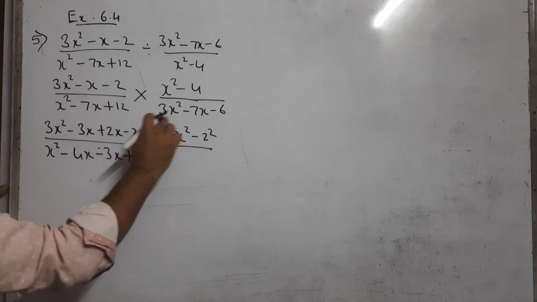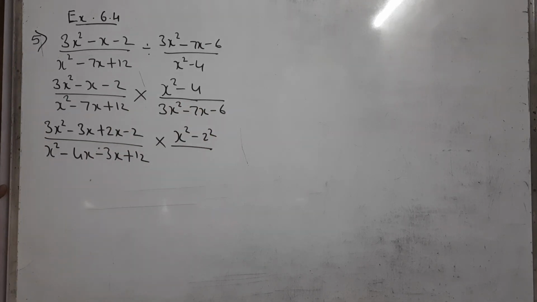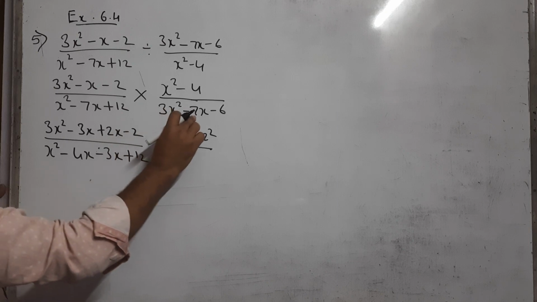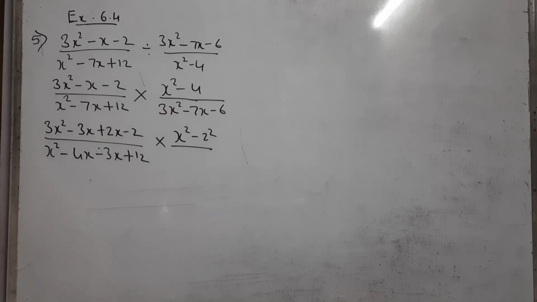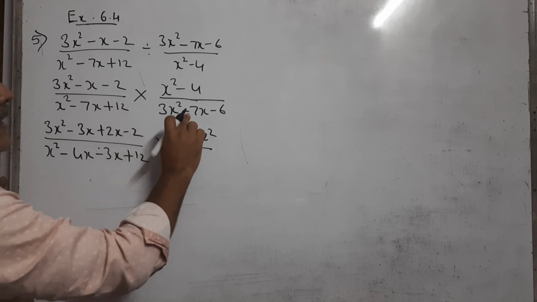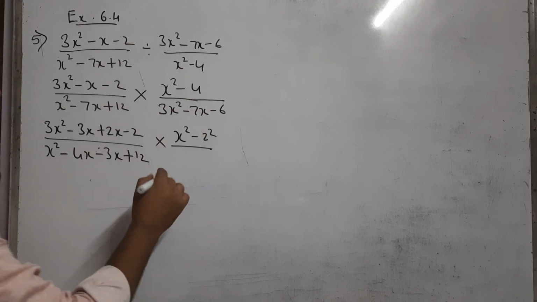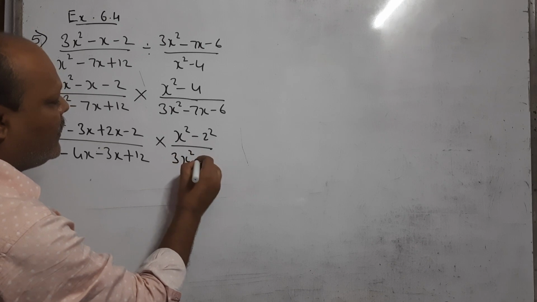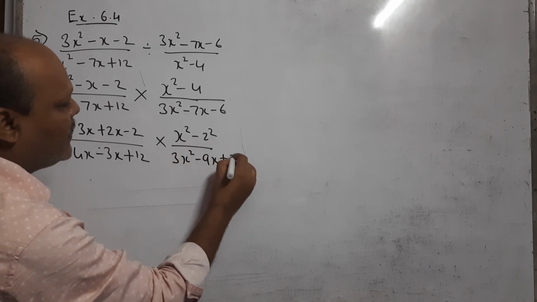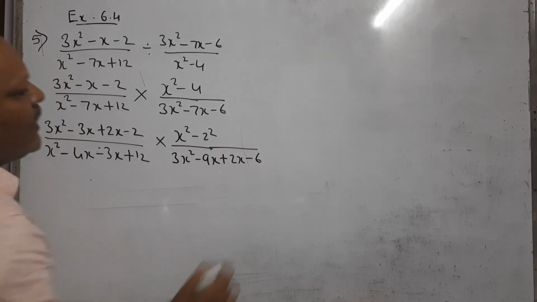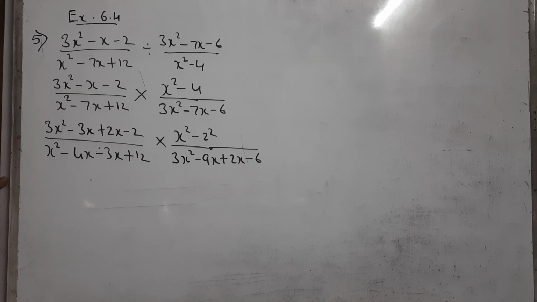Your 3 6s are 18. 18 is the product and the sum is what? 7. The factors you are going to get are 9 and 2. 9 2s are 18 and 9 minus 2 is what? 7. Here minus is there, so the greater number should be minus. That is 3x square minus 9x plus 2x minus 6. I hope all of you understood till here. The factorization part, I think, is clear to everyone.